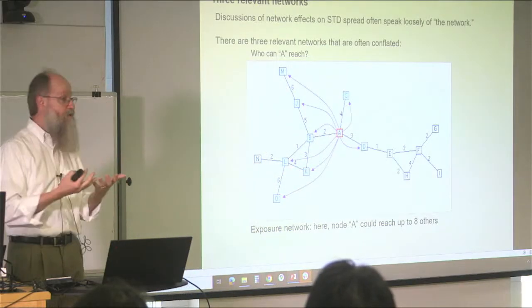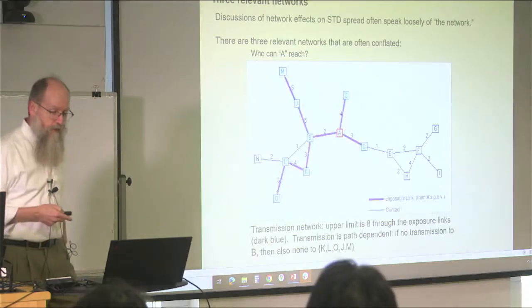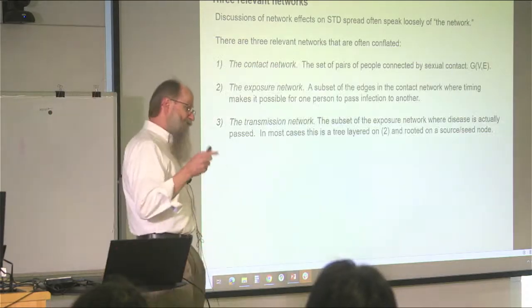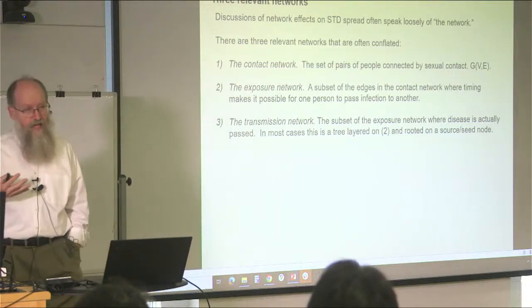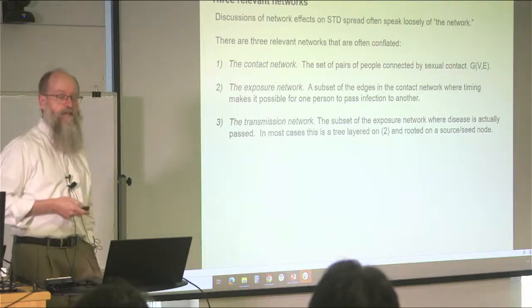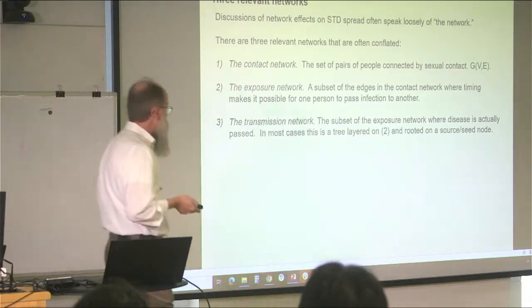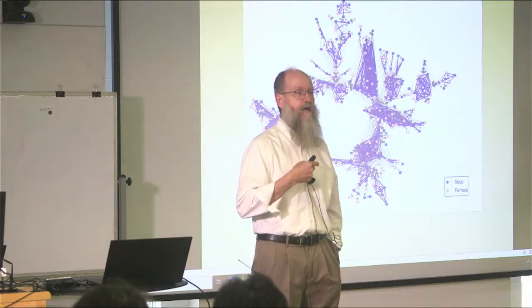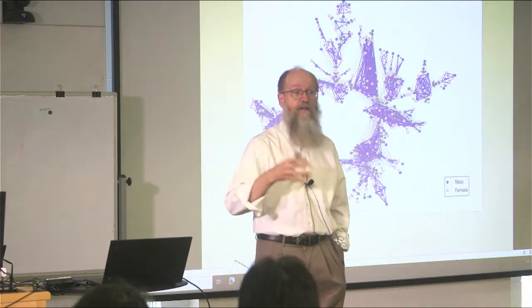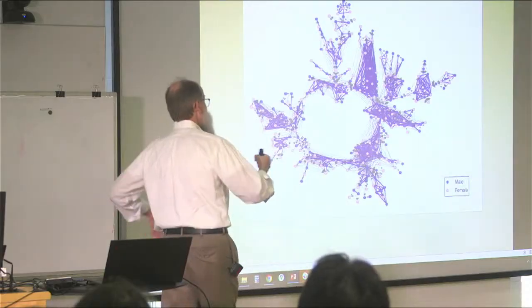And if the sequence is right, then the disease could flow. And that means that every network that we think we see is actually 3 different networks layered on top of each other depending on how you think about the timing. There's a contact network, an exposure network, and a transmission network. And the actual risk set in this network is very, very small compared to that giant thing.